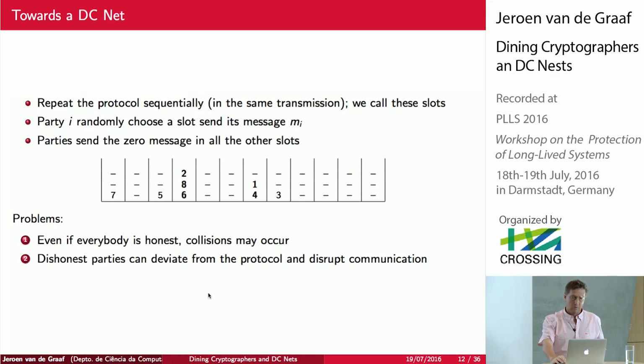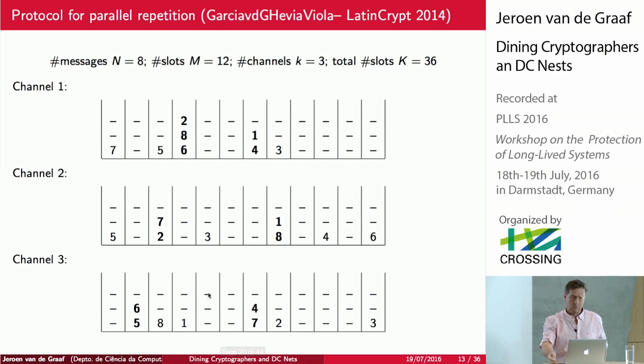So one of the first approaches that I worked on with my co-authors is to have parallel repetition. What we do is we have what I will call a channel: channel 1, channel 2, channel 3. Every party chooses randomly in each of these channels. And so you hope that at least in one channel, the message will go through without any collision. I will call a message successful if in at least one channel there is no collision.